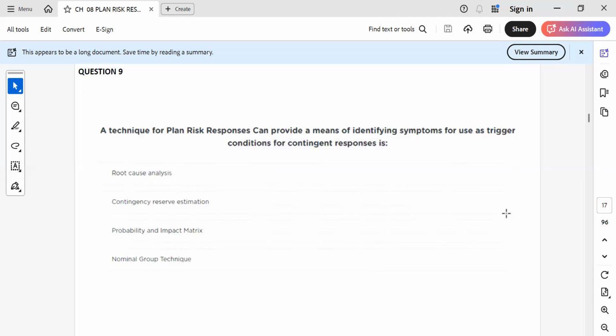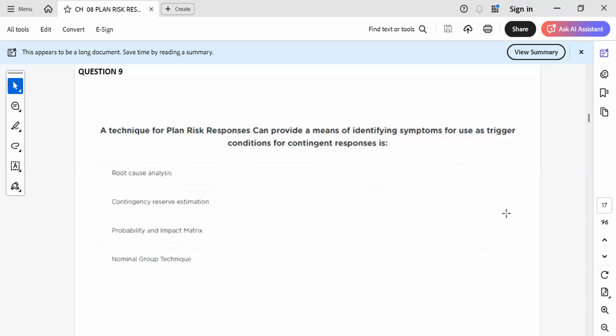A technique for planned risk responses can provide a means of identifying symptoms for use as trigger conditions for contingent responses. I didn't get this question. Is it making sense? He is asking you the tool or technique which is used to identify the symptoms, which can be used as warning signs or trigger conditions for implementing the contingent responses.